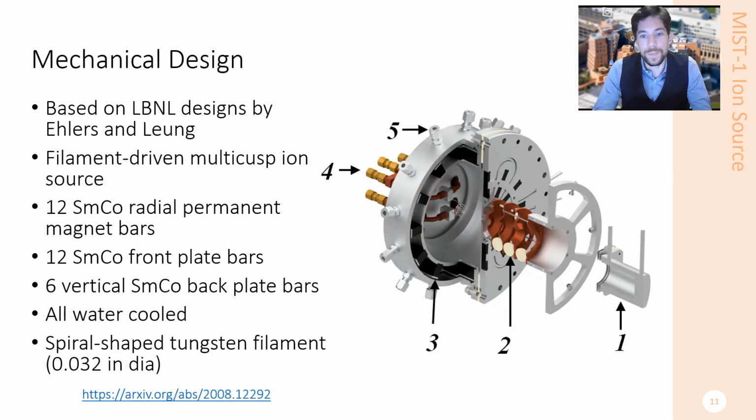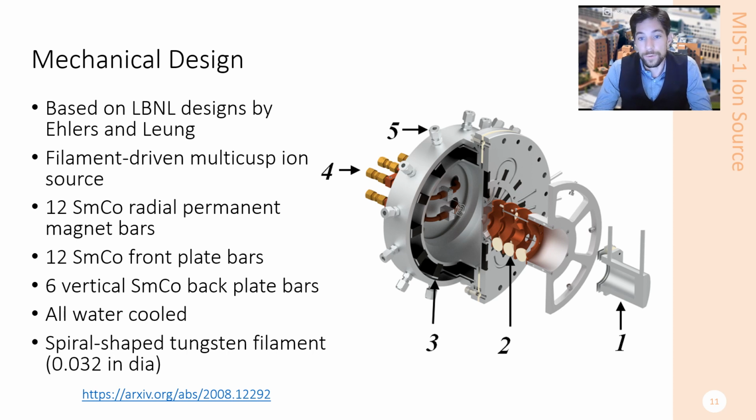Now coming to the meat of the talk, the ion source, because this is the ion source conference. So the mechanical design of the MIST-1 ion source is based on the LBNL design by Ehlers and Lung. It's a filament-driven multicusp ion source. You can see here a CAD model where you can see in black the magnets. There are 12 radial magnets in a multicusp arrangement, and then we have 12 front plate magnets. Again, they're alternating in polarity, and on the back plate we have some additional magnets. And all of these are to confine the ions and the electrons inside the source for a longer time.